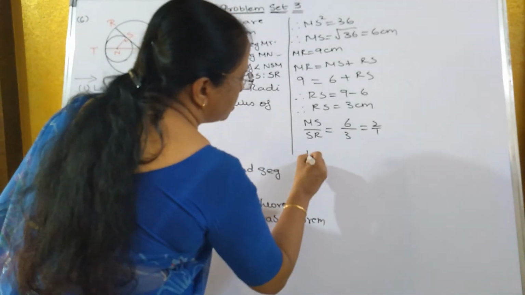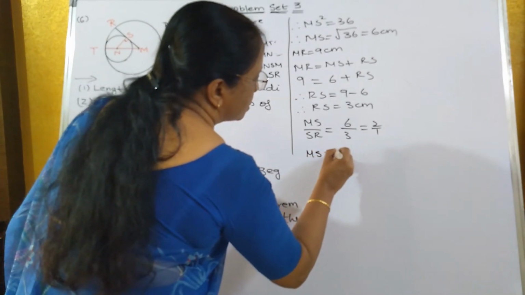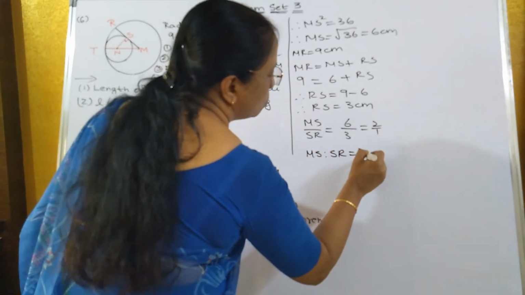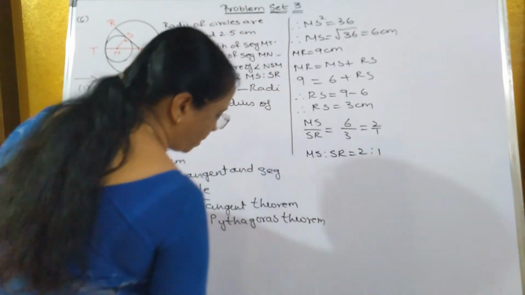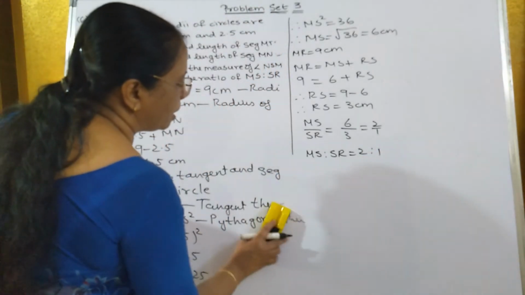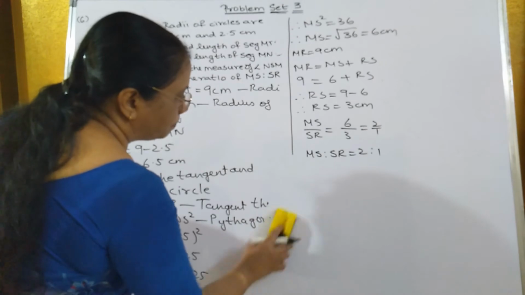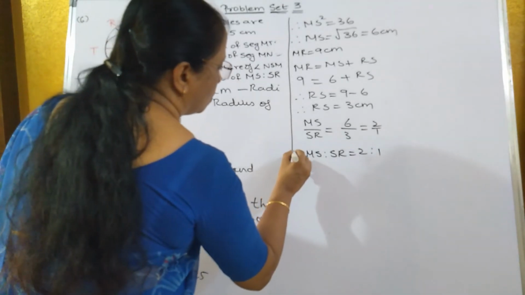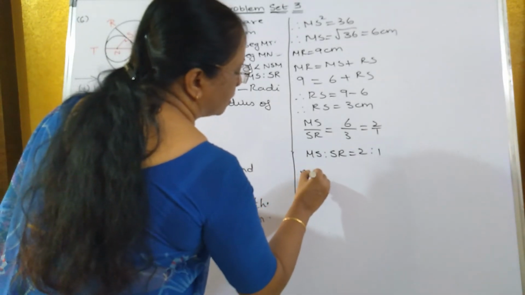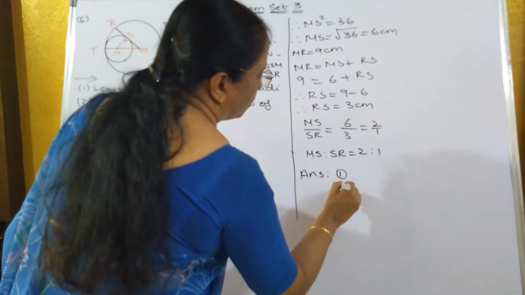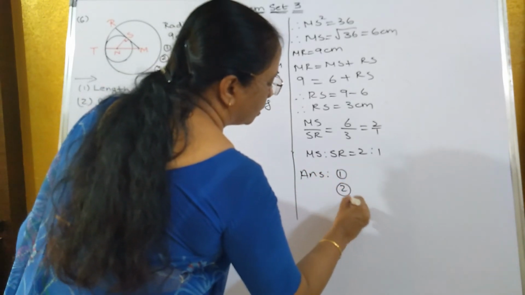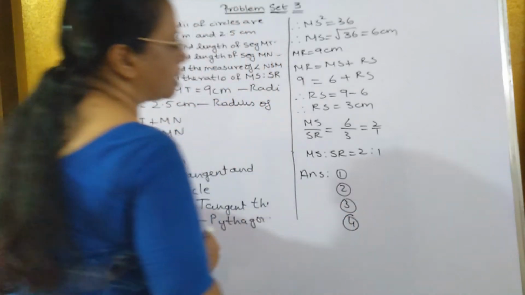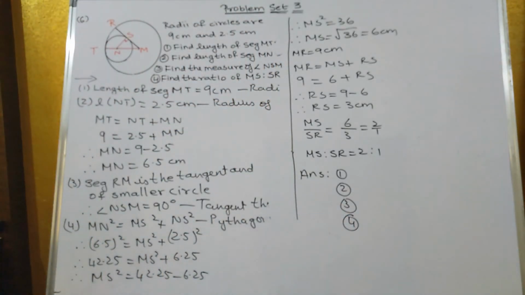So MS is to SR is equal to 2 is to 1. So we have got all the three values. In the end you write down the answer. What you have got the answer of 1, of 2, of 3, and of 4. So according to that you write down.